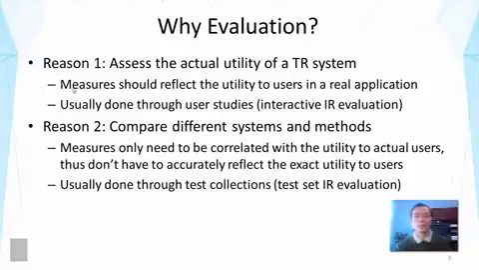In the second case, or for the second reason, the measures actually only need to be correlated with the utility to actual users. Thus, they don't have to accurately reflect the exact utility to users. So the measure only needs to be good enough to tell which method works better. And this is usually done through a test collection. And this is the main idea that we'll be talking about in this course. This has been very important for comparing different algorithms and for improving a search engine system in general.